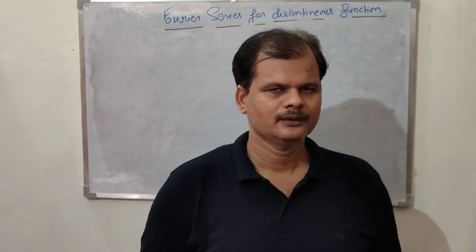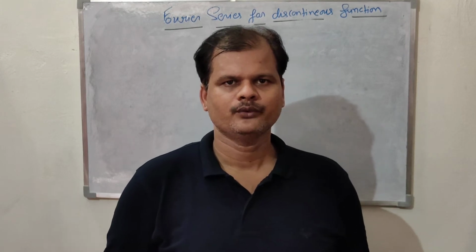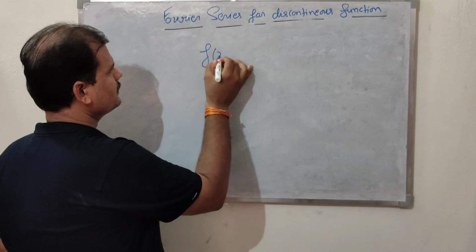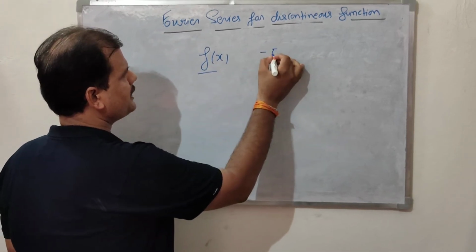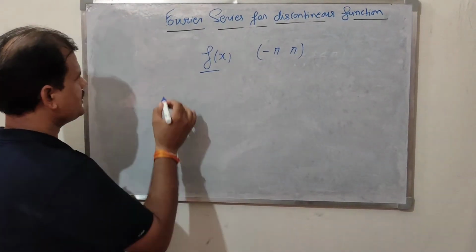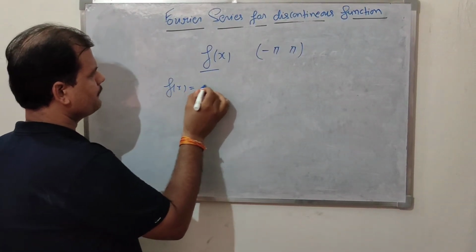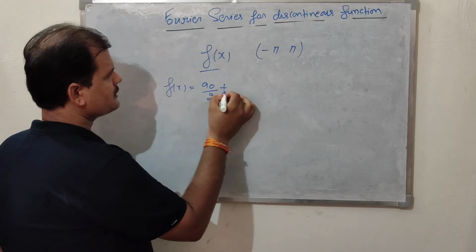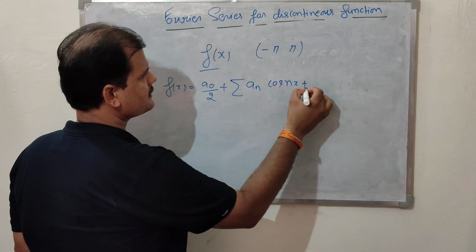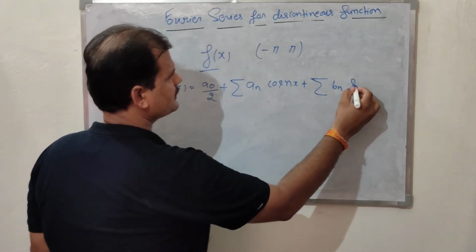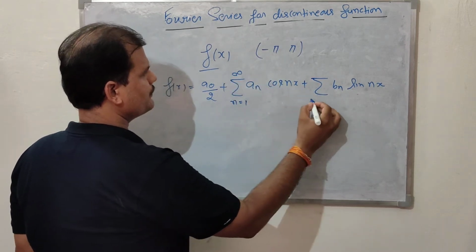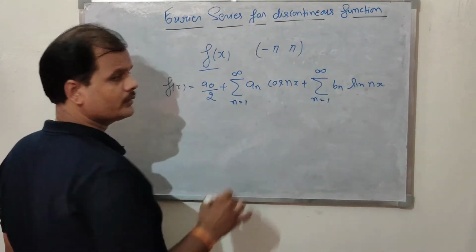Let us see the formula for the Fourier series first. Let f be defined from minus pi to plus pi. Then we can write the Fourier series: f(x) equals a0 by 2 plus summation an cos nx plus summation bn sin nx, where n varies from 1 to infinity.